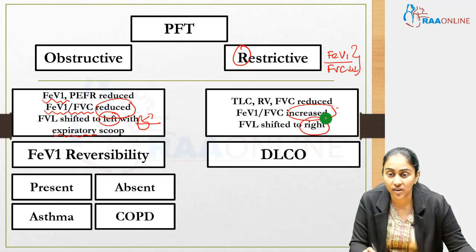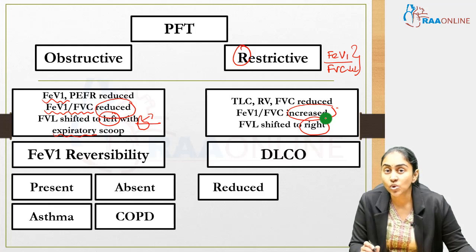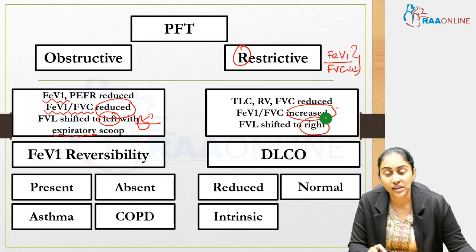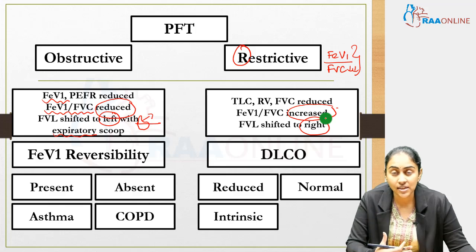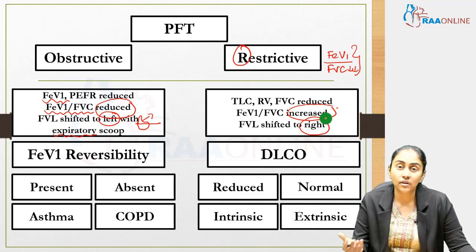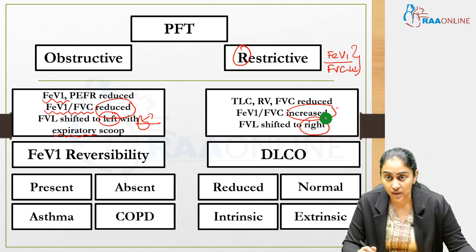Now, when you look at the DLCO, if the DLCO is reduced, that means there is a problem in the lung parenchyma. Therefore, you are looking at something like ILD, an intrinsic problem. If the DLCO is normal, that means there is no problem in the lung parenchyma. It is an extrinsic problem. So, it could be obesity, could be a chest wall problem, could be neuromuscular weakness like what is seen in myasthenia gravis, any of this.